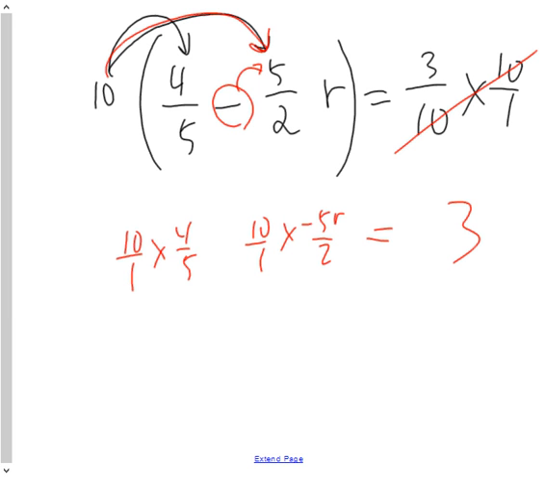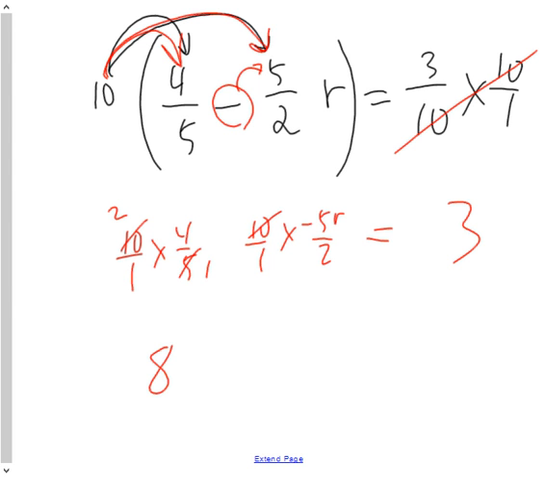I'll put 3 here because I know that's what it's going to be. If you don't cross-reduce, you're going to get 40 over 5, which would be 8. But if you cross-reduce, 10 over 5 will become 2 over 1. Multiply your numerators, you get 2 times 4, which is 8 over 1. No matter how you slice it, that first expansion, or 10 times 4/5, is going to be 8.